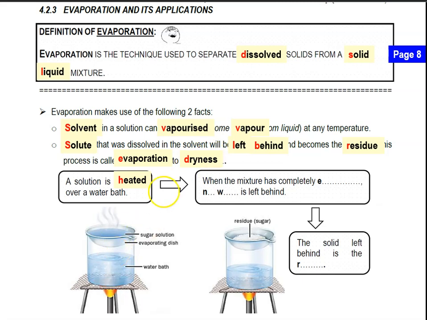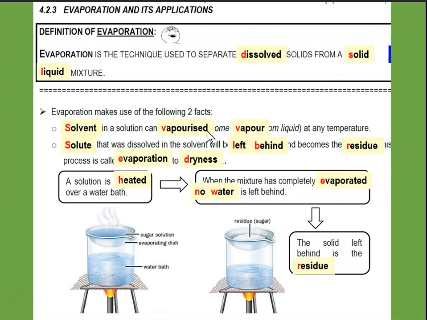Next, when the mixture is completely evaporated, that means the solvent, the water in this sugar solution, has completely evaporated, so no water is left behind. The sugar crystals that are left behind are known as your residue. Can anybody tell me what this process is? Yes, it's a process of evaporation, and we consider this evaporation to complete dryness. We say evaporation to dryness.